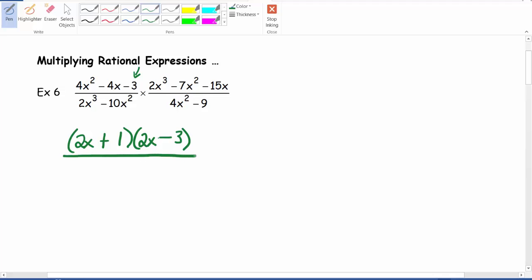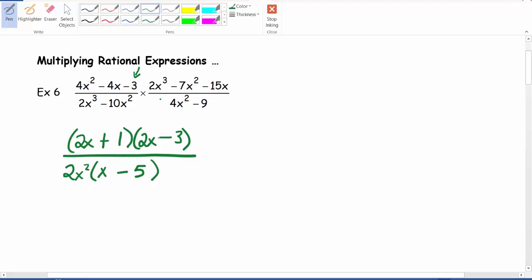On the bottom, this bottom left one, we notice that we can go ahead and pull a 2 out of both pieces, as well as x squareds out of both pieces. So 2x squared we can remove. And when we pull that 2x squared out of this piece, we're only left with x. And when we pull that 2x squared out of the second piece, we're left with minus 5. So that takes care of the left rational expression.